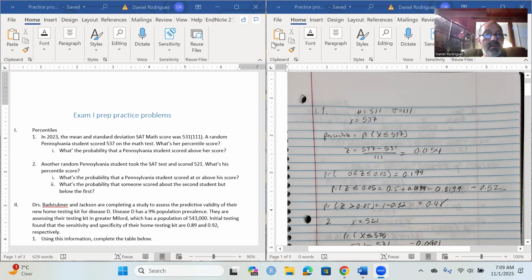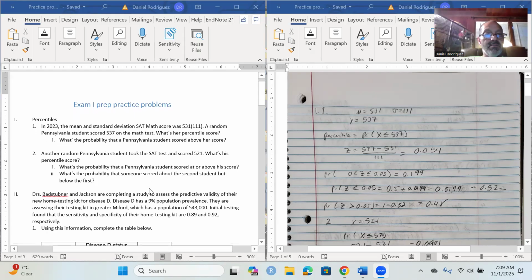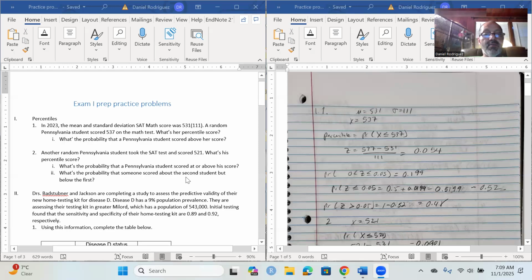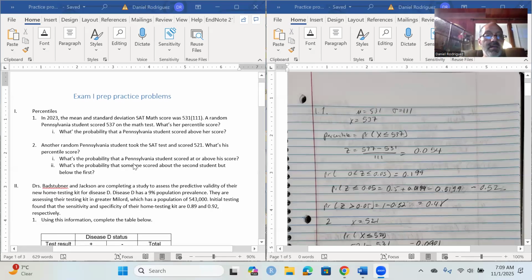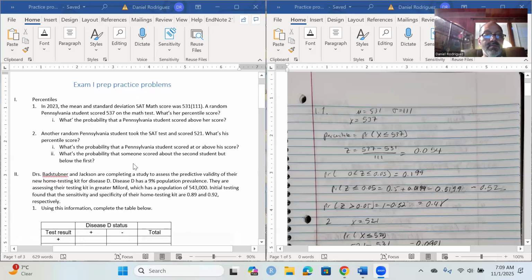So let's start with some practice problems. This is from third week of classes. Some of you may not have gotten here yet, but you should review everything before you get here. So this is a percentile problem. If you recall, percentiles are the percentage of individuals that are at or below a given score based on what we know about the population.